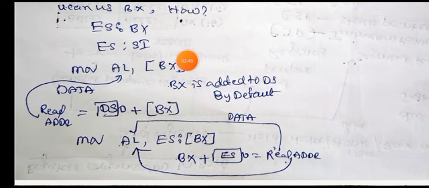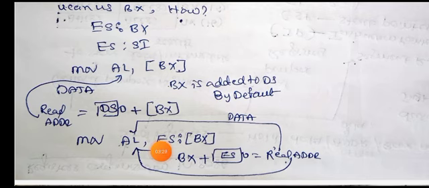Suppose MOV AL, BX. Here BX has the offset address of the data, which is added to the DS register. After padding 0, it will produce the physical address of the data in the data segment, and that data is copied to the AL. So if you use BX, it is completely related to the data segment. If you want to override this one, you have to put ES. So this is segment overriding.